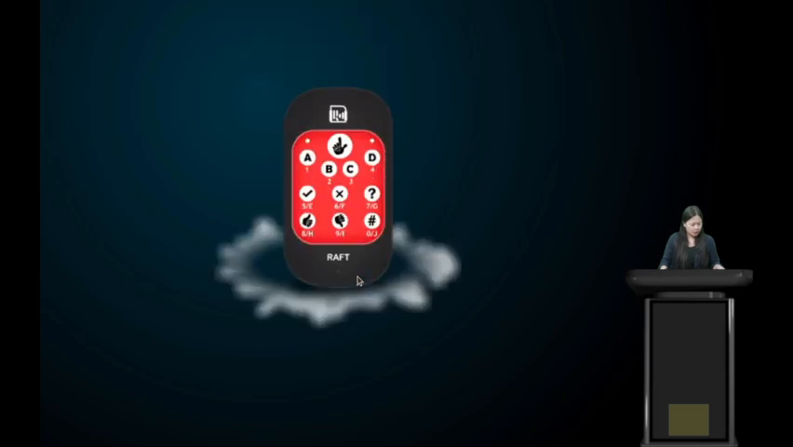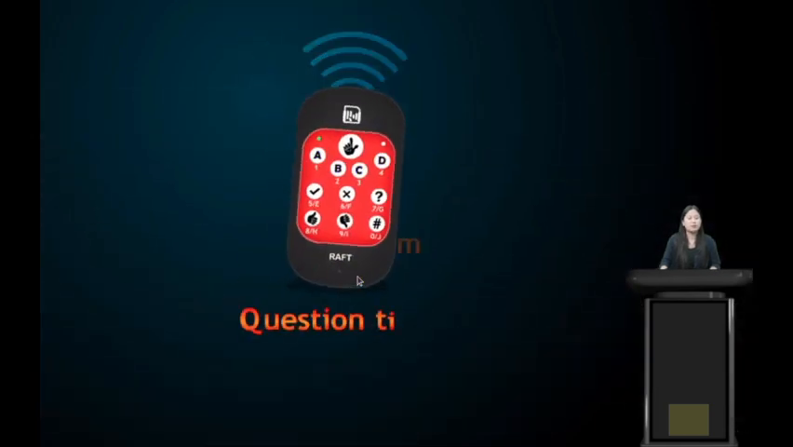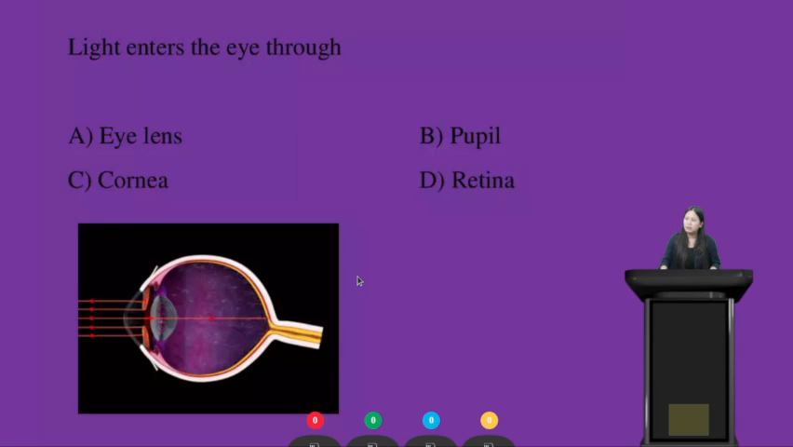Alright, students, we have another question. Please get your rough devices ready. The question is, light enters the eye through which of the following? I'm giving you 15 seconds for this question. Your time starts now. Light enters the eye through: option A is eye lens, option B is pupil, option C is cornea, and option D is retina.